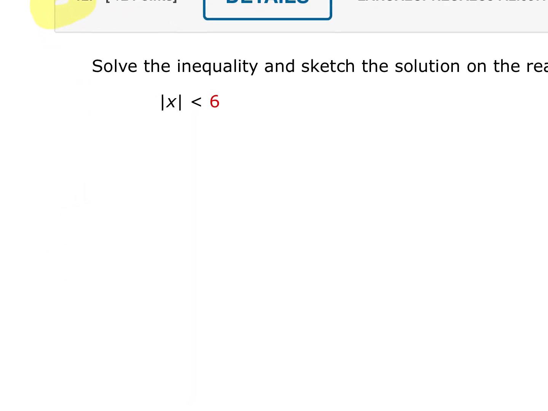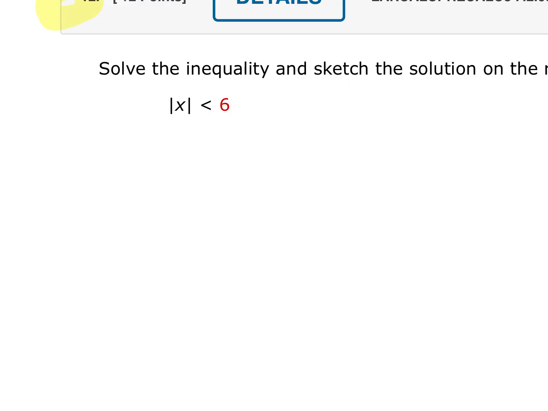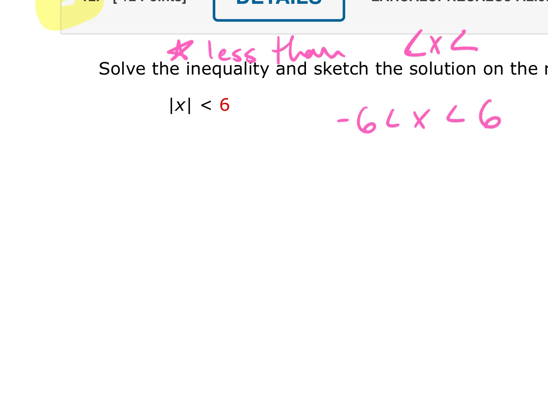So number 12 doesn't really look like a lot of math, but we do have to be careful when we have an absolute value and an inequality. When you have an absolute value and an inequality, if it's less than, it's just one thing. Whatever's in your absolute value stays in the middle, and we just put 2 less than signs. So here we have -6 is less than x, which is less than 6.